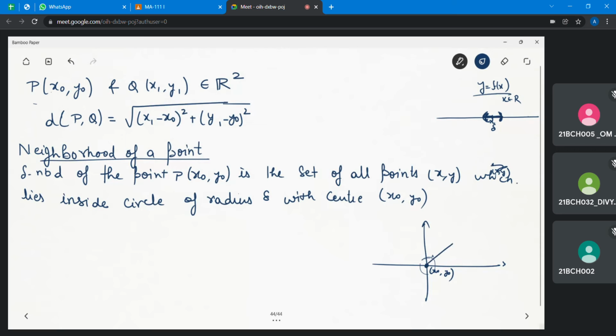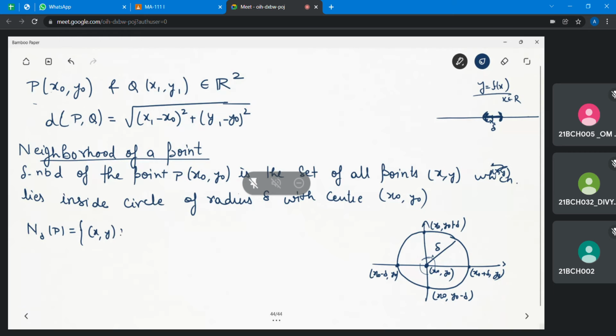Right. So let us suppose I take the distance delta, so all these points will be the delta neighborhood. This point will be x naught y naught plus delta, this point will be x naught plus delta y naught, this point will be x naught minus delta y naught, and this point will be x naught y naught minus delta. Or in general, I can write that the delta neighborhood is the set of all points lying inside the circle of radius delta.